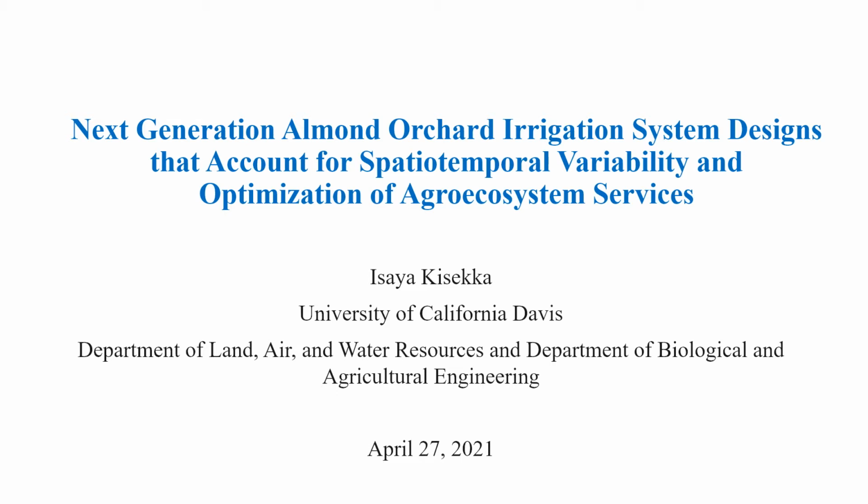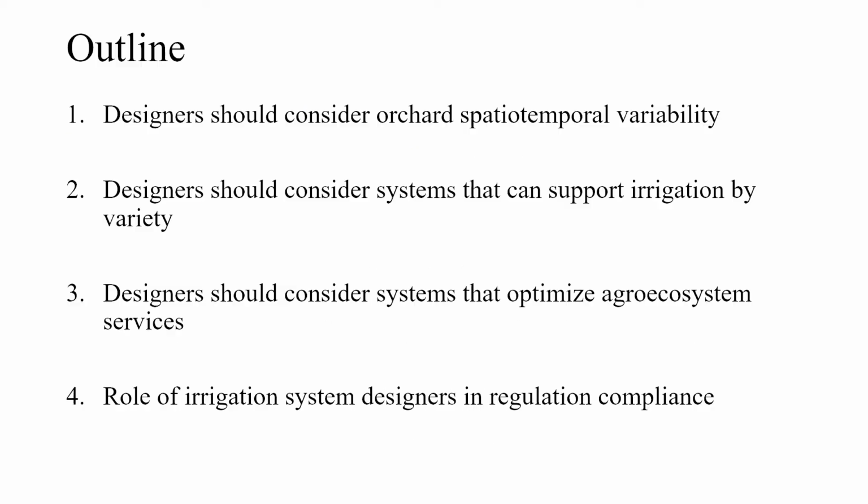I'm going to be talking about next generation almond orchard irrigation system designs that account for spatiotemporal variability and optimization of agroecosystem services. Really, it's going to be the things that I hope irrigation system designers should be considering if they aren't already considering them, because I consider them very critical to the future of smart irrigation systems in almond production systems.